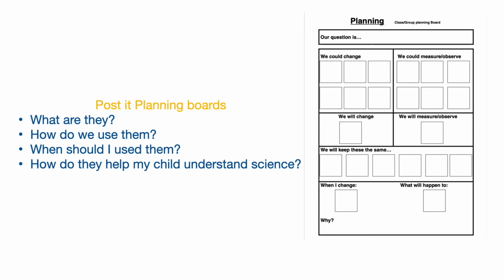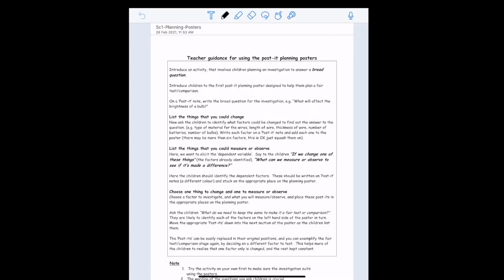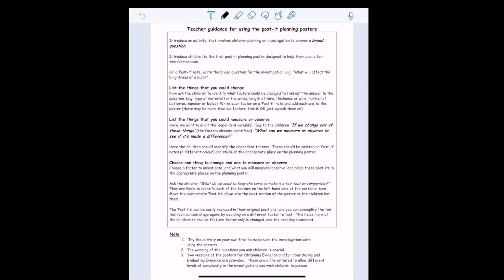The first tip we will be looking at today is Post-it planning boards. Now there's a link available in the YouTube description. Please click on that link and it'll take you to a website where you will be able to find these. We will be discussing what these are, how we use them, when we should use them, and how they help my child understand science. Hopefully, using the context of Goldilocks and the Three Bears, you'll be able to see how we can use these in any situation that we choose.